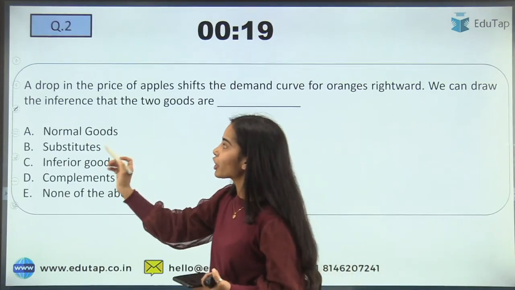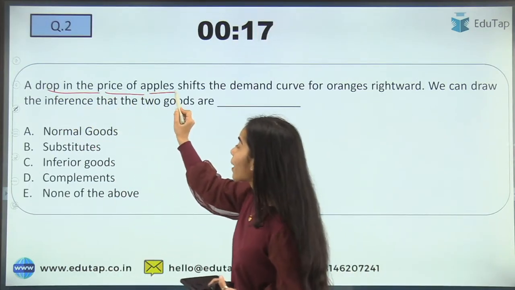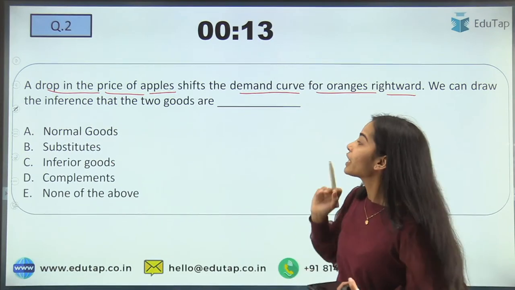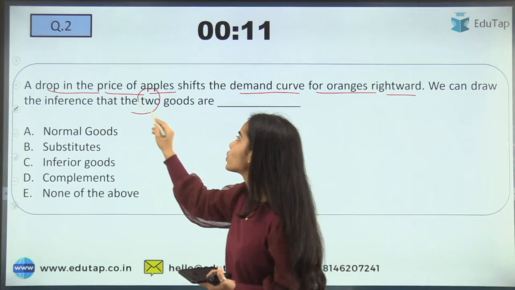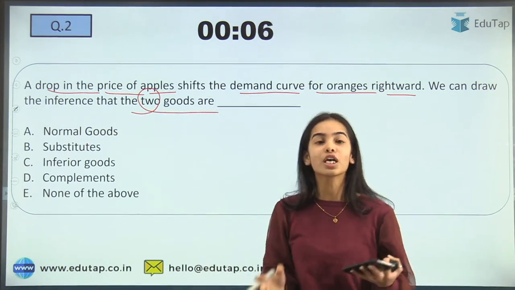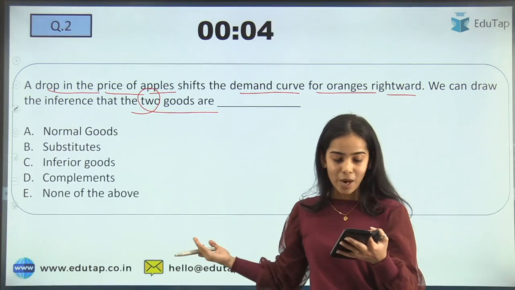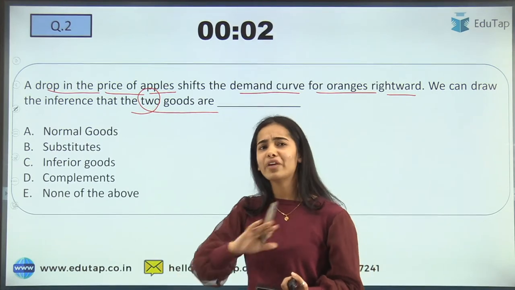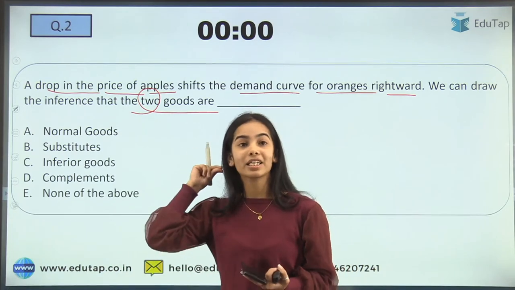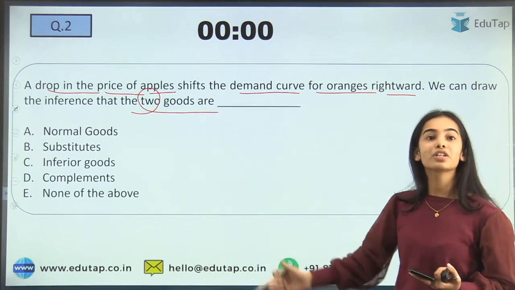Next question is, in front of you, a drop in the price of apples shifts the demand curve for oranges rightward. We can draw the inference that the two goods are what? They are normal goods, they are substitutes, they are inferior goods, complements or none of the above. So try to give the right answer of this one. Very easy. Once you understand the question, it will become like in seconds you can do this question.